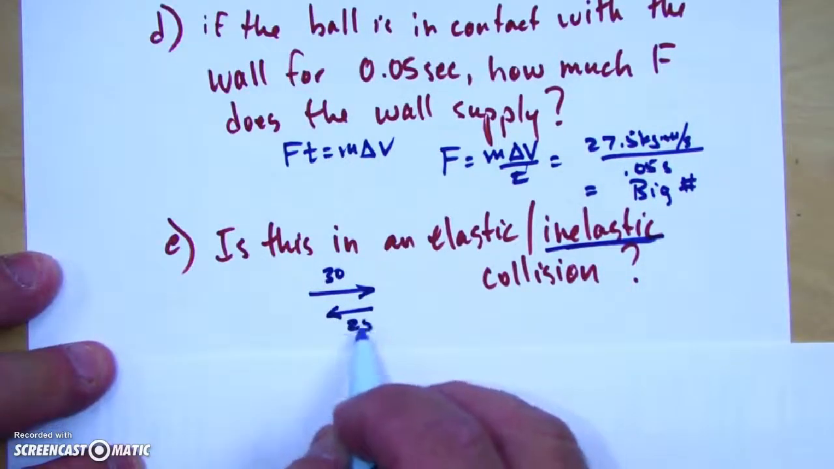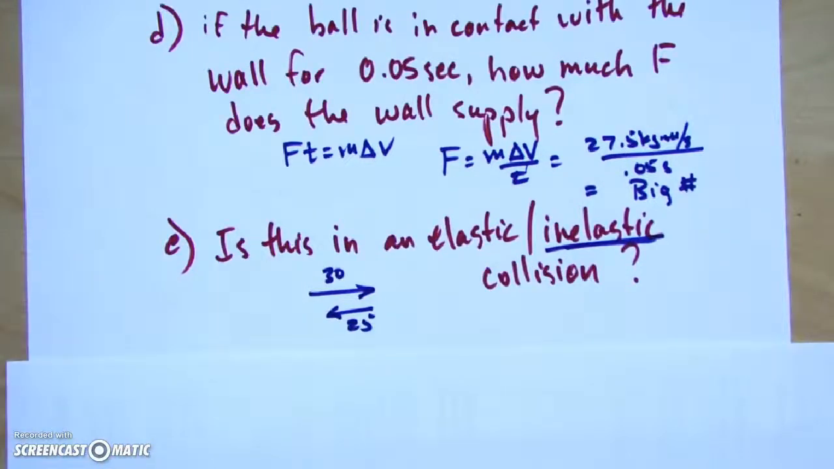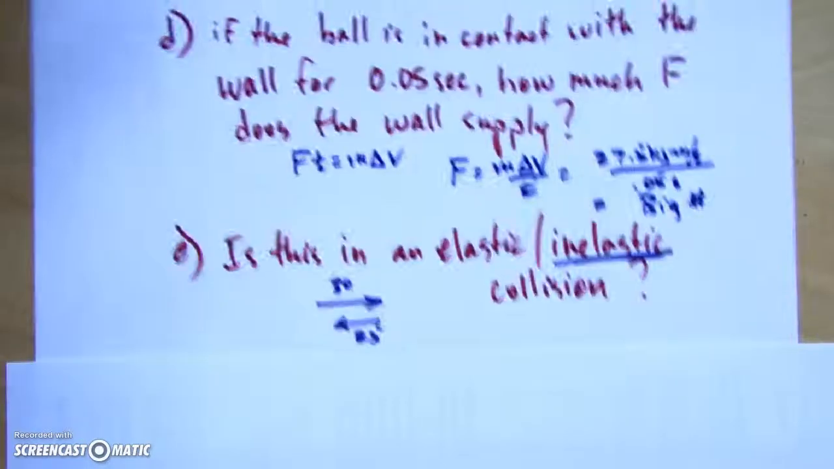and left at 25. The Earth is so large that when I figure out the mass, I have to include the mass of the Earth and the wall. That's a significant number. So therefore, it's inelastic. Those are never going to give you the same kinetic energies. So therefore, it's inelastic. Not perfectly inelastic, but inelastic.